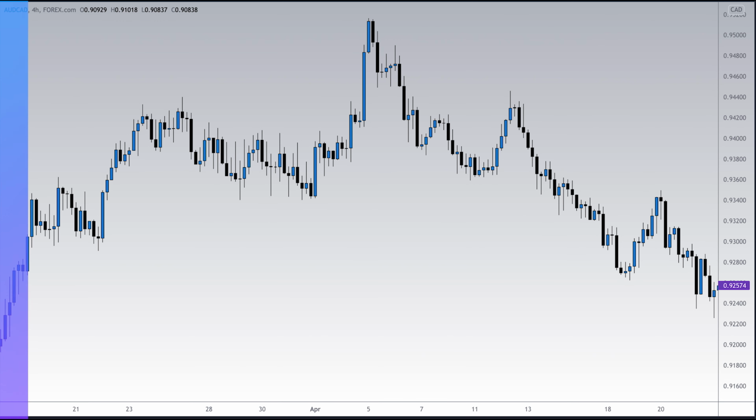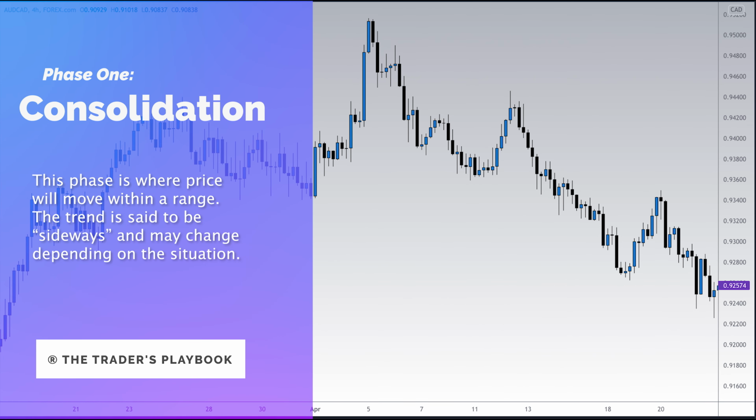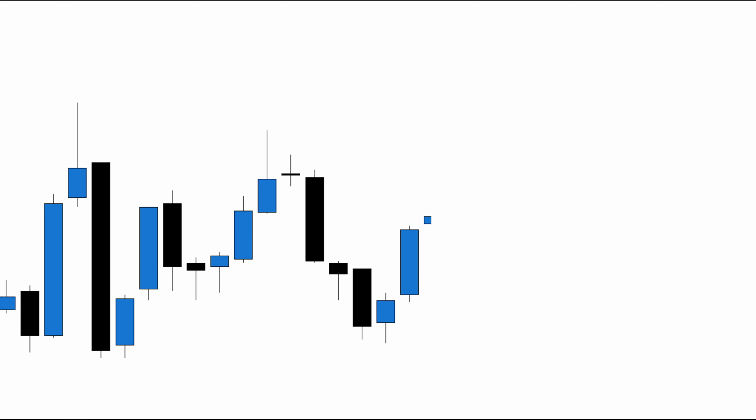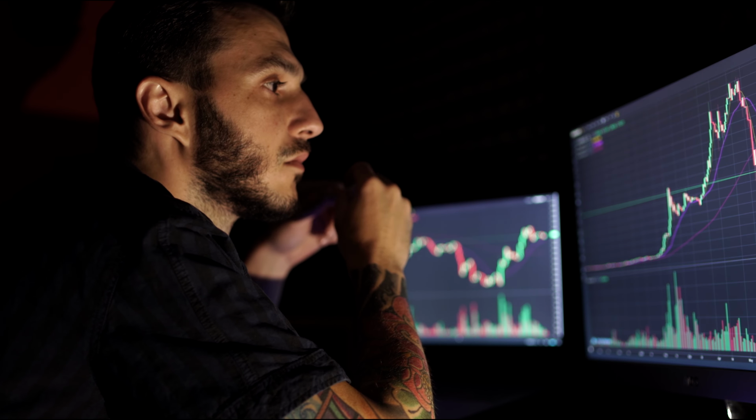Consolidation is just a phase where a currency pair, stock, or index stays within a range. The trend is said to be sideways and may change depending on the situation. As soon as this range is broken, it can lead to much bigger moves, but until price breaks out of that range, the movement cannot be clearly predicted. This ping-pong range of price is caused by low institutional volume. This is also seen as market indecisiveness.